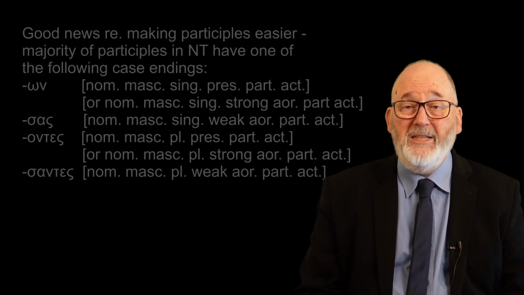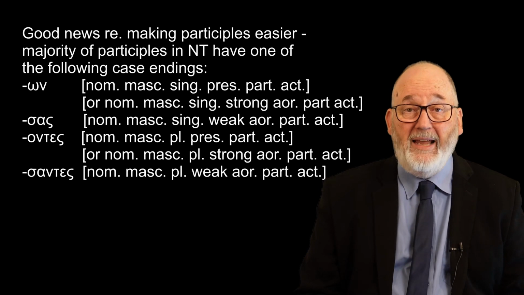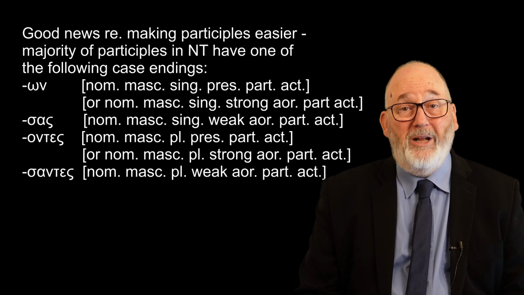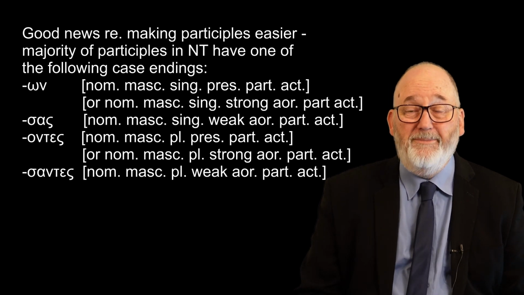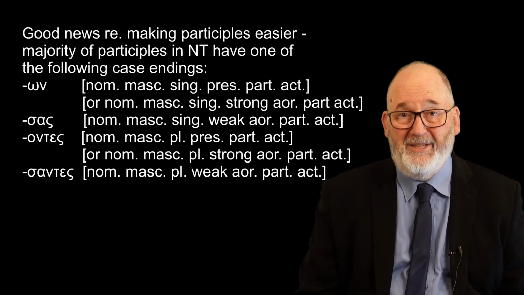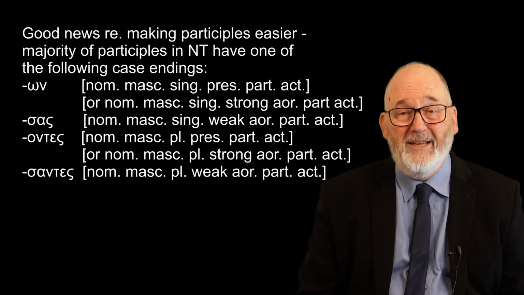So the news is good, really. When you meet a participle in John, and in fact the rest of the New Testament, it is highly likely that the ending is going to be -on, omega, nu. And while most of them will likely be present participle actives, we're going to have a significant number of strong aorist participle actives having that same ending.